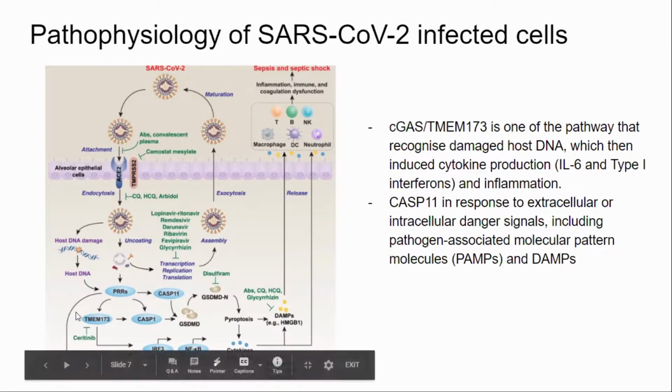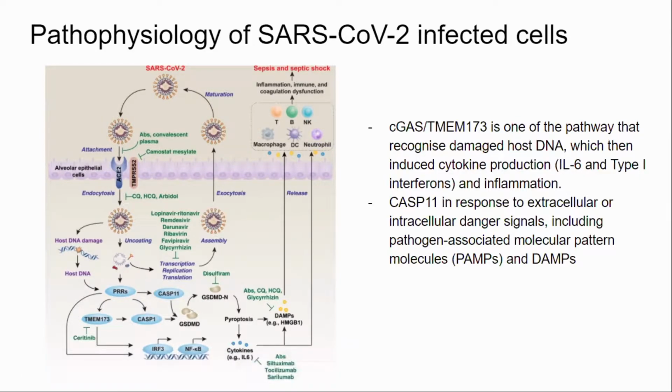And the PRR also activates CASP11, which responds to the excited intercellular danger signal, causing pyroptosis, which is also involved in inflammation.